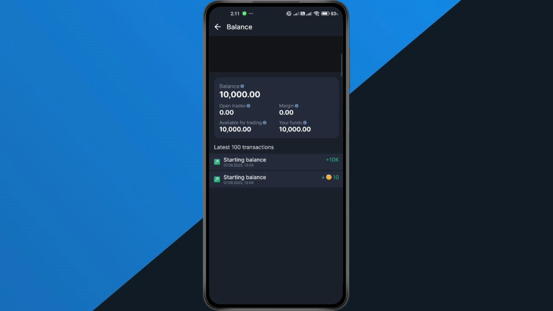Pretty cool, right? But here's the important part. That balance is made up of virtual currency. You can earn, trade, and build your portfolio inside the app. But everything you're dealing with is completely simulated.